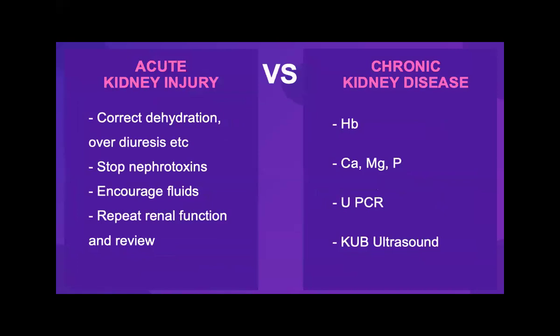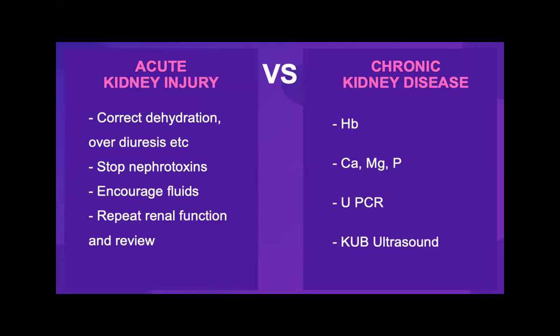So based on this, if you're suspecting an acute kidney injury, you can correct the correctables, encourage fluids, stop nephrotoxins, and monitor the renal function by repeating your U&E and checking your eGFR. But if you're suspecting now a CKD, you can look more towards doing other investigations, such as an HB and a CMP. In CKD, you might get a low HB and, for example, a high phosphate due to decline in the renal function that plays a role in your erythropoietin and your filtering out of your phosphate.